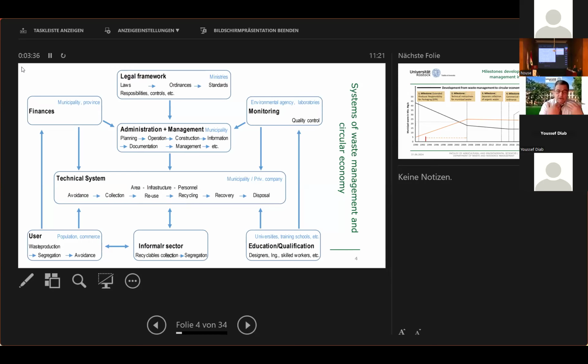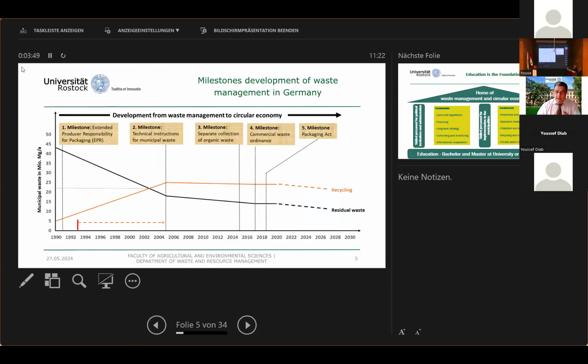Users, we, citizens, also informal sectors, and education. If we look at waste management or circular economy, we have to look at all these systems. Maybe some words about Germany, how waste management developed in Germany. I summarized it in 5 milestones.